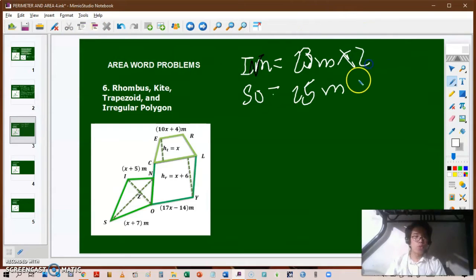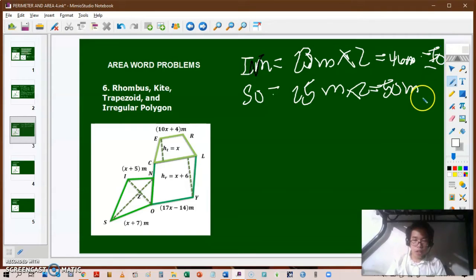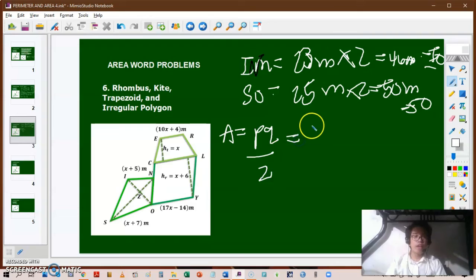So times 2, and then times 2. 23 times 2, that's 46 meters. And 25 times 2, that's 50 meters. So that means the diagonal IO is equal to 46 meters, and the diagonal SN is equal to 50 meters. And then we can solve for the area of the kite. The area of the kite is equal to the product of the two diagonals divided by 2. And we have here the measurement of the two diagonals, so that's 46 times 50 divided by 2.